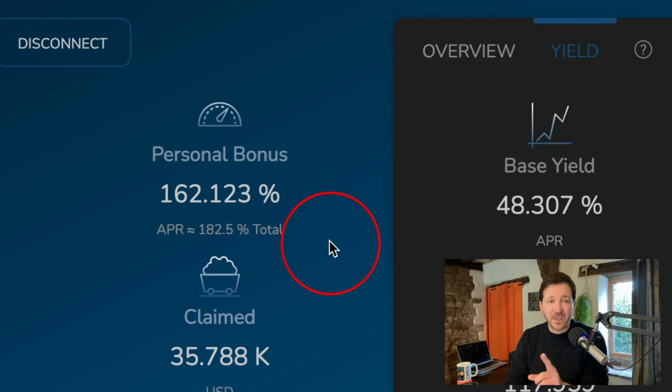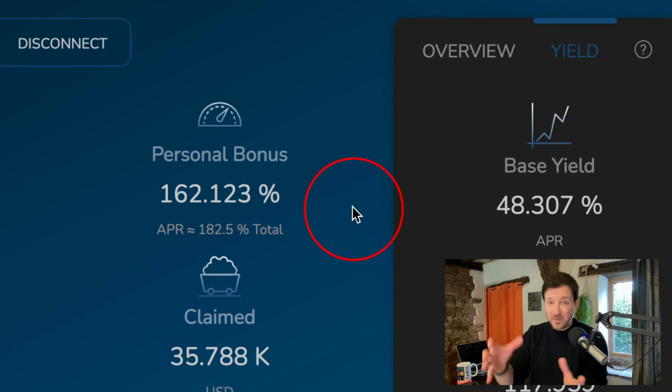Now, I want to break down something in particular about the personal bonus that you may not be aware of. You possibly may, but you may not. So let's break this down. So this is how the personal bonus works, okay? So whenever we deposit into futures, the minimum that we can deposit at any time is $200. We have to deposit in BNB as well.